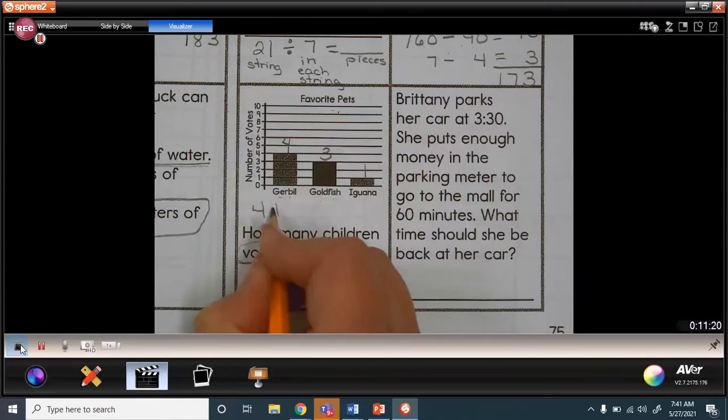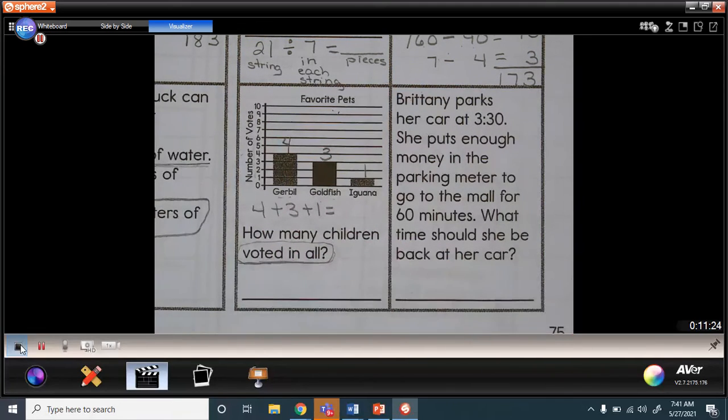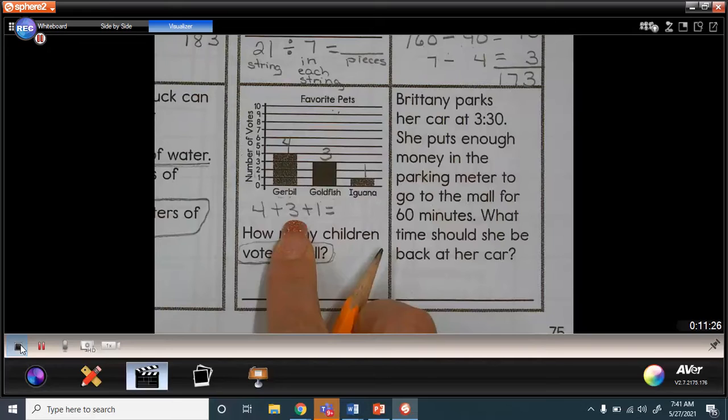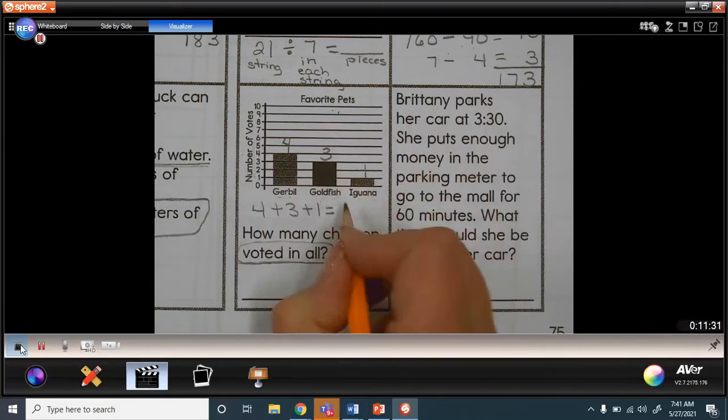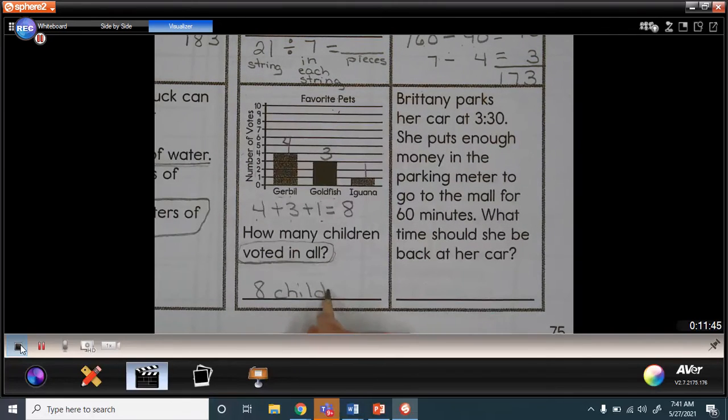So fairly easy to write an equation for this. Please do so if you haven't. 3 and 1 makes 4, and 4 and 4 makes 8. Or if you want to think about it as 4 and 3 is 7, and then 1 more is 8, you could also do it that way in your mind. So we had 8 children that voted in all.